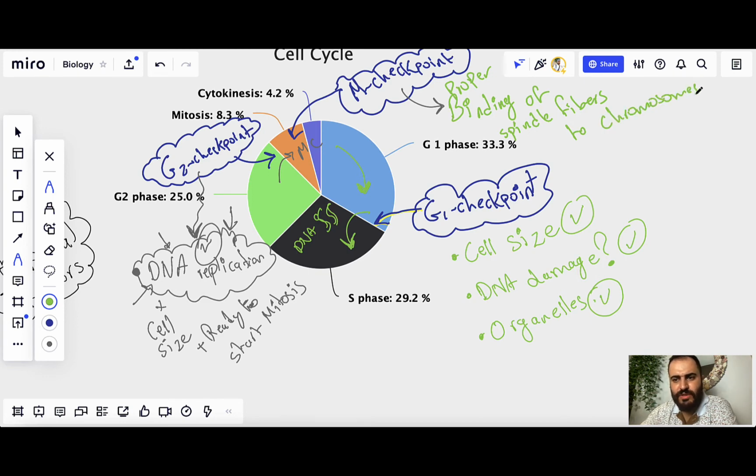As you know, during mitosis, spindle fibers align the chromosomes in the middle of the cell, then they are separated. So this checkpoint is very important to ensure that in humans, 46 chromatids move to one side and the other 46 chromatids move to the other.